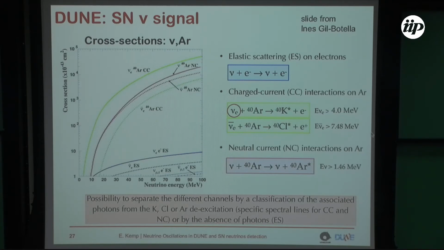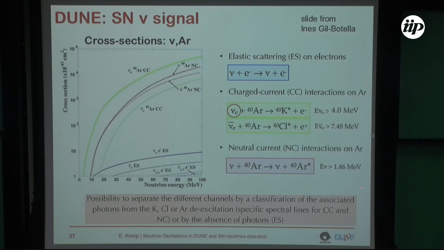And then there are some other possibilities, but there are theoretical uncertainties, and we don't know, as a matter of fact, in a very precise way the neutral current interactions, or scattering of neutrinos of any flavor with the argon nuclei, that can produce an argon excited state that can decay emitting photons.